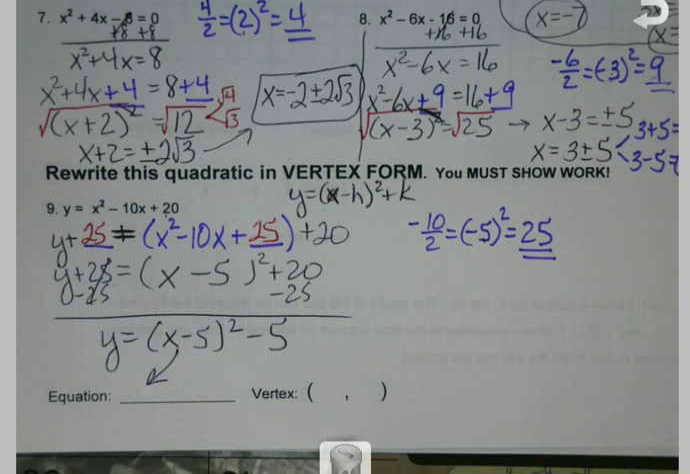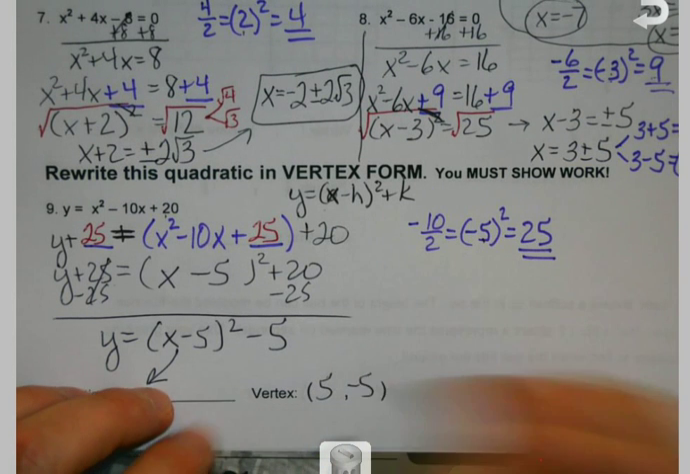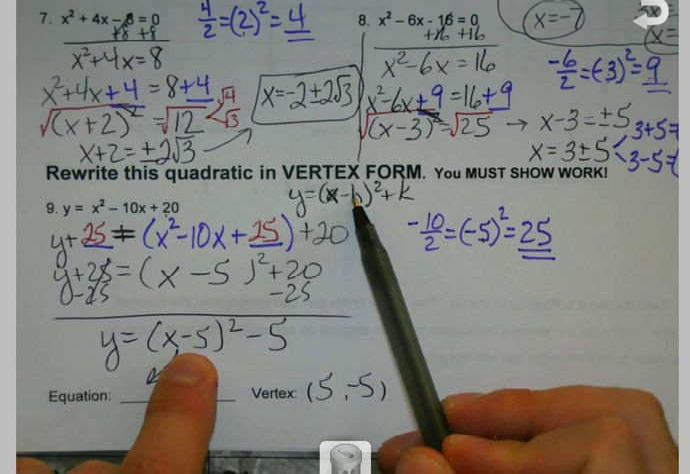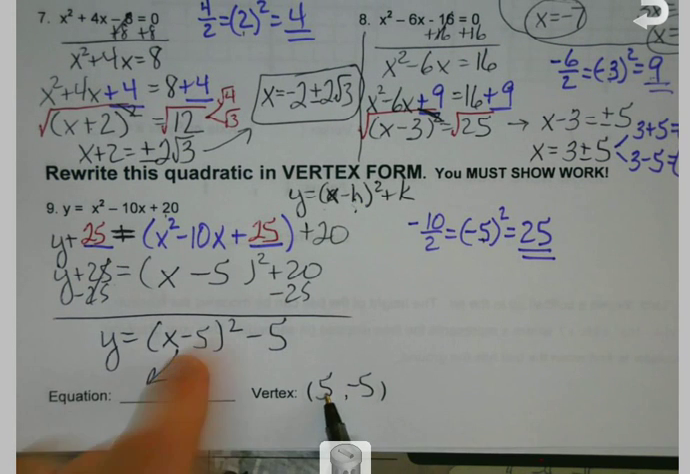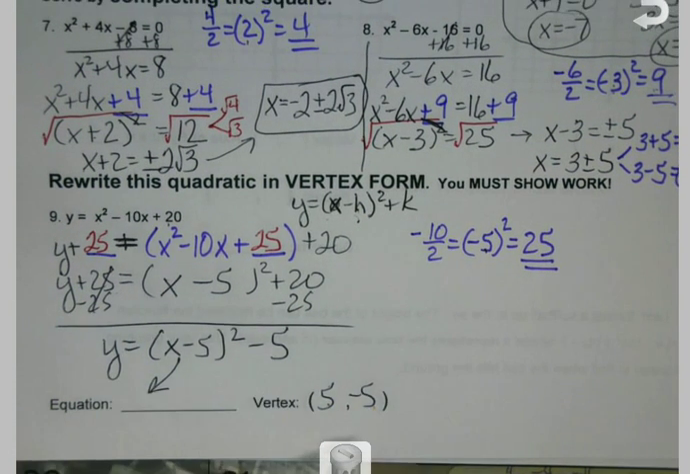But from that, what's the vertex? 5, -5. Because again, it's the opposite of h, so it's the opposite of what's inside the parentheses. But then it's plus k, which means whatever this is, that's what that value is going to be. Okay.